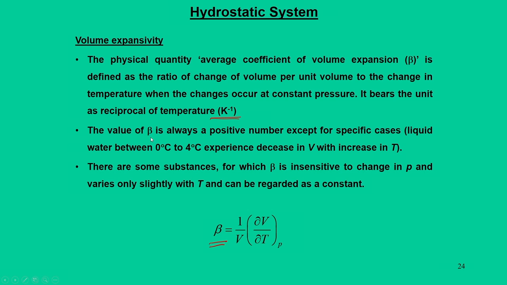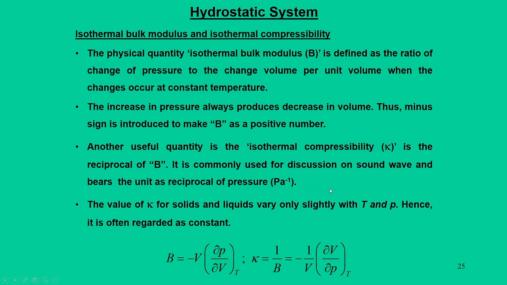And in fact, beta is always a positive number except in specific cases. It is seen that the value of beta is insensitive to the change in pressure and it varies only slightly with temperature. So, hence it can be regarded as a constant for a particular gas, liquid or substance.